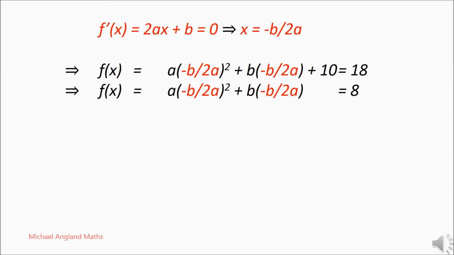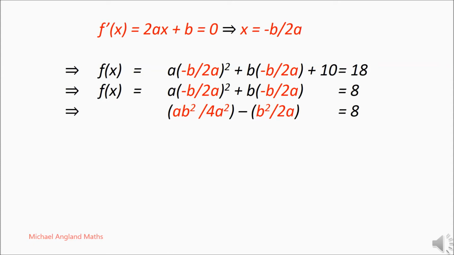The first step I make here is that I simplify the numbers so that they're all on one side. So instead of plus 10 equals 18, we will subtract 10 from both sides, and we have the algebraic expression on the left is equal to 8 on the right hand side. Now multiplying through into the brackets, in both cases we get a times b squared over 4a squared minus b squared on 2a is equal to 8.